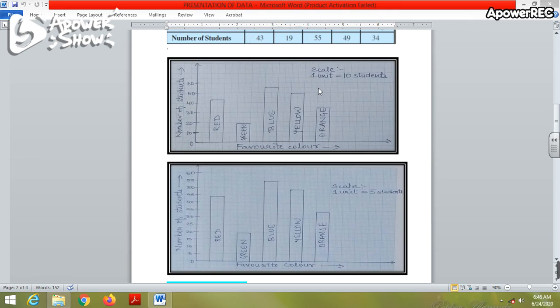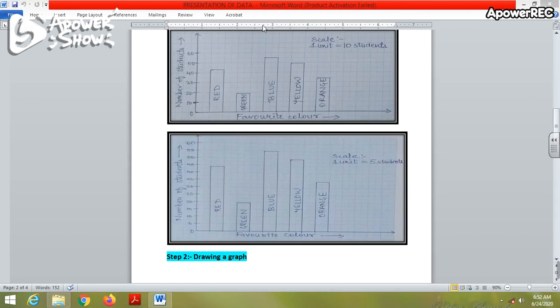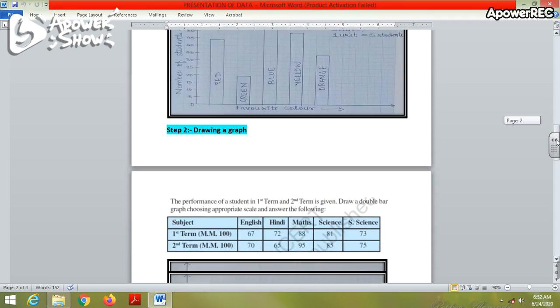Now what happens if I take 1 unit equals 2 students? If 1 unit equals 2 students, then in that case we are not able to present this set of information on a graph paper. Our graph paper is very small for presenting that set of information where the scale of the graph is 1 unit equals 2 students. So now after choosing a suitable scale, let's try to draw a bar graph.